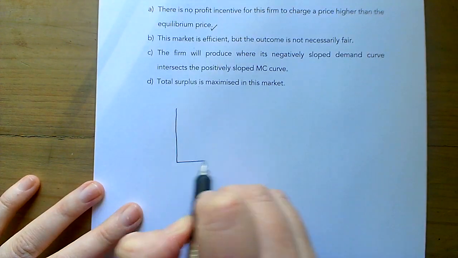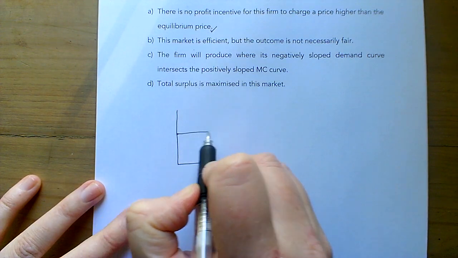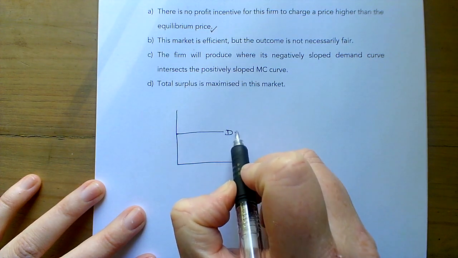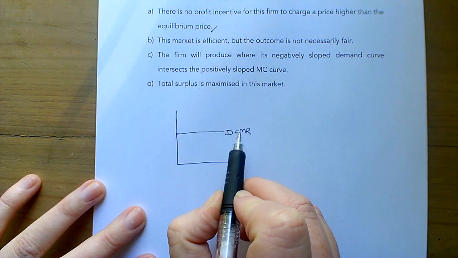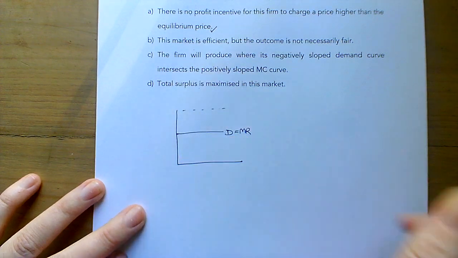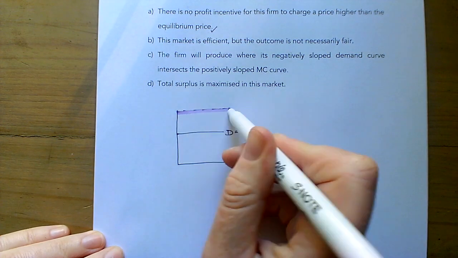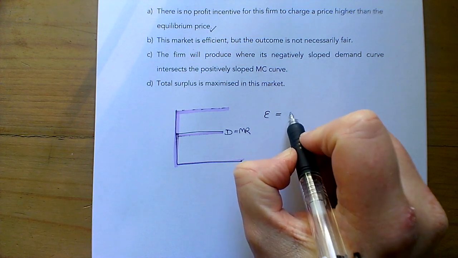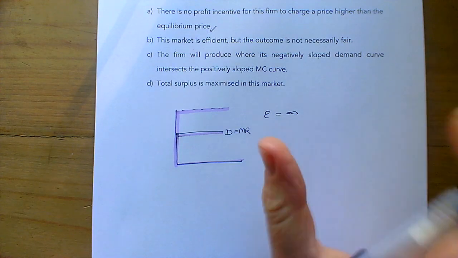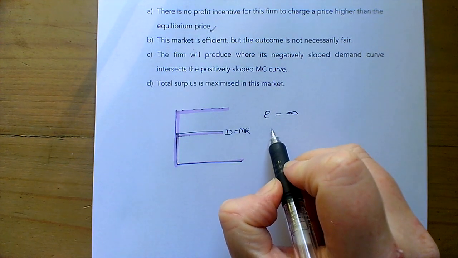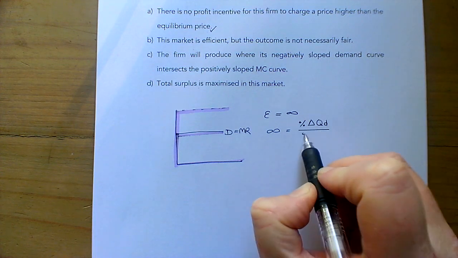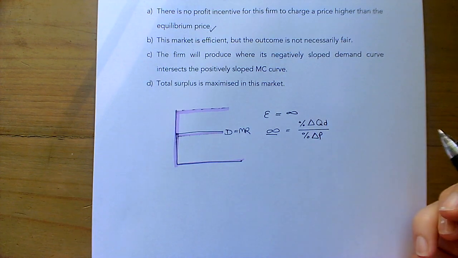So you can actually relate this to elasticity, which I know comes a bit later in this unit. But what we know about a perfectly competitive firm that is a price taker is that it faces a horizontal demand curve. This horizontal demand curve represents perfectly elastic demand. So elasticity is some really large number, close to infinity. If we think about what this means, it means that the percentage change in quantity over the percentage change in price is some really large number.